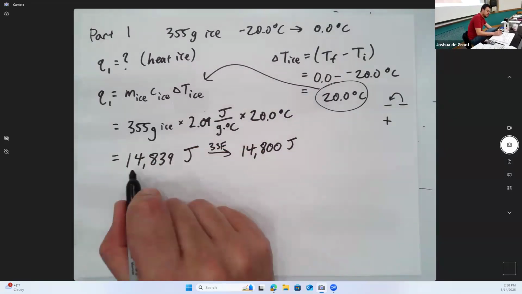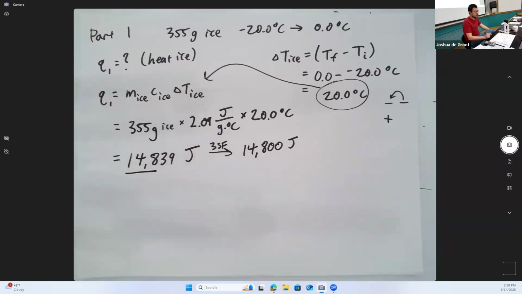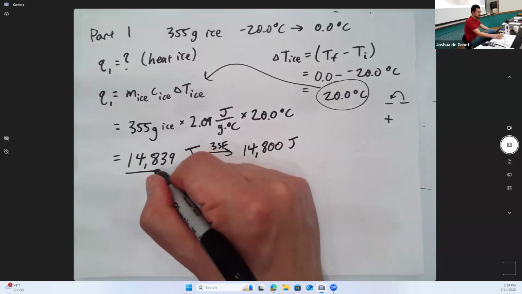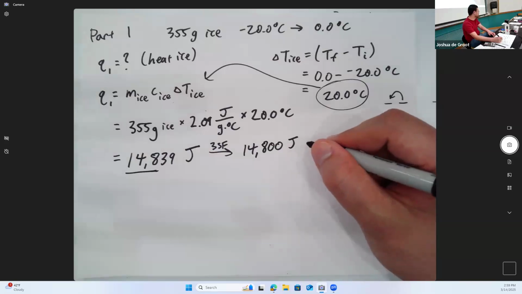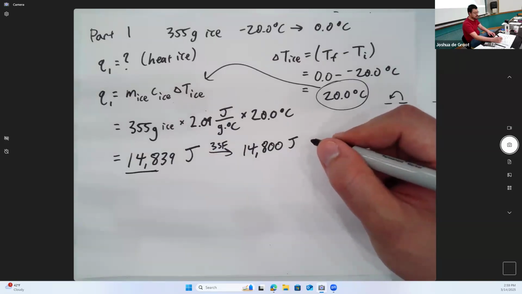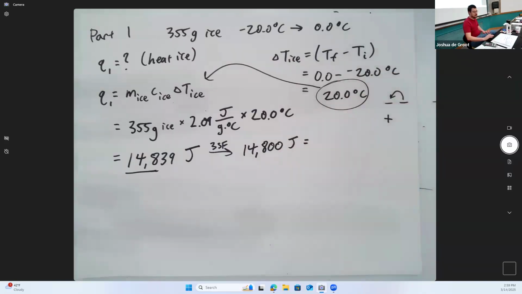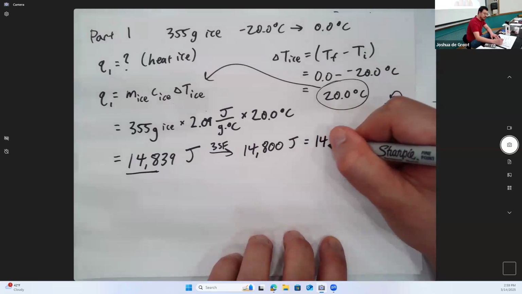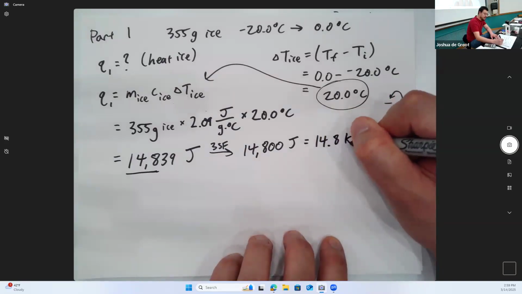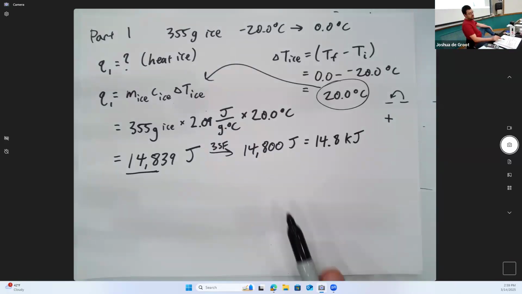When we add up Q1, Q2, Q3 together, I suppose you could carry the extra digits to minimize rounding error, but I'm not going to make you do that. All right. Now, if we wanted to turn this into kilojoules, what's some math we could do? I mean, I could write out the dimensional analysis, but if you remember, kilo means 1,000. If we divide this by 1,000, we'd get 14.8 kilojoules.